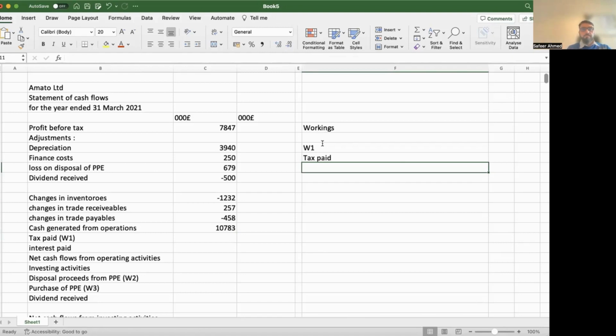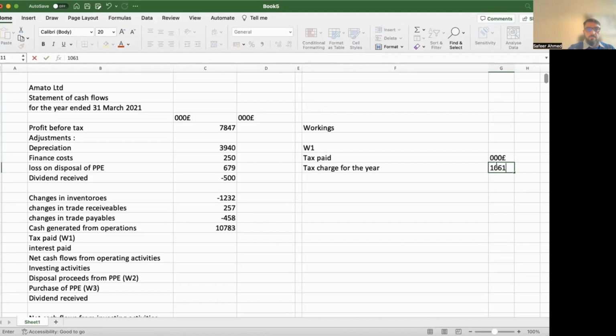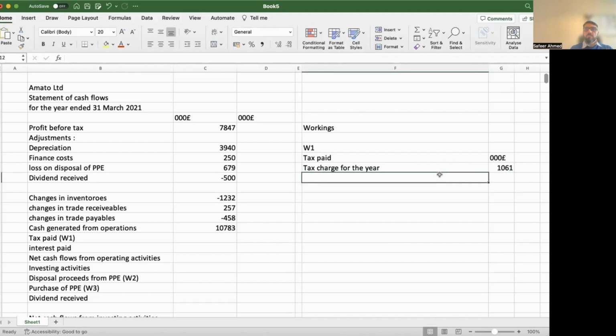So the tax paid. Now, this year's tax will be given to you as part of your statement of profit and loss, so your first picture. So tax charge for the year. And also just to remind you, three zeros at the top. So tax charge for the year is given to you as part of the statement of profit and loss, which is 1061. And what you do, you make an adjustment in relation to the tax liability. So whether tax liability has increased or decreased. So if decreased, which means that in addition to this, we paid that as well.